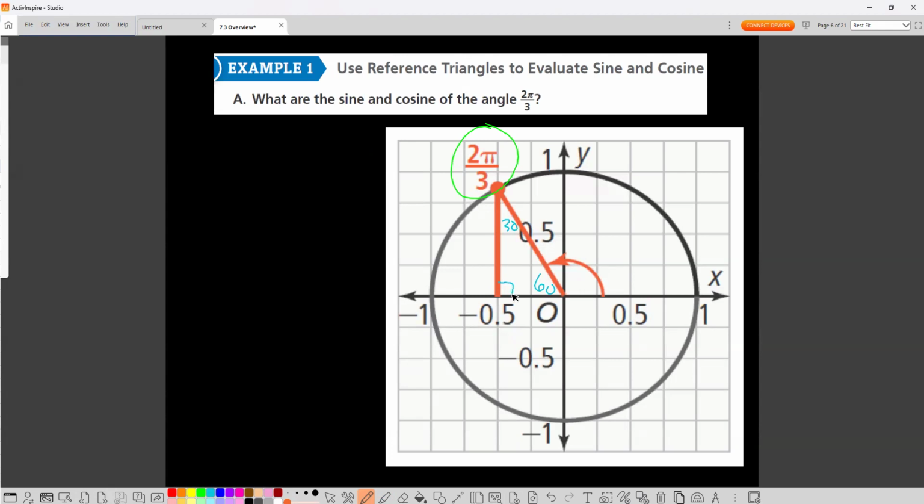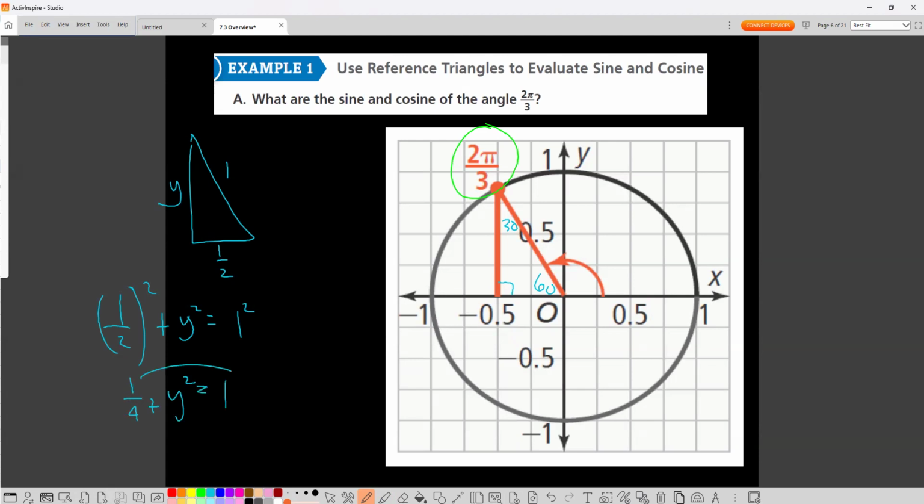As we developed, remember with our 30, 60, 90, we talked about on those before, if this is 1, this has to be half of it. And with the Pythagorean theorem, 1/2 squared plus what? I'll call this the y side because I've got it on the vertical, equals the 1 squared. And this 1/2 squared, 1/2 times 1/2 is 1/4. Subtract the 1/4 from the other side, we've got 3/4. So y squared is 3/4. Square root both sides to solve for y. And you're going to have the square root of 3 over the square root of 4, but the square root of 4 is just 2.